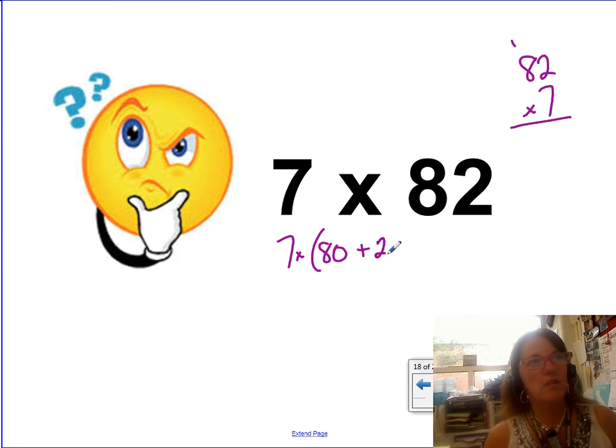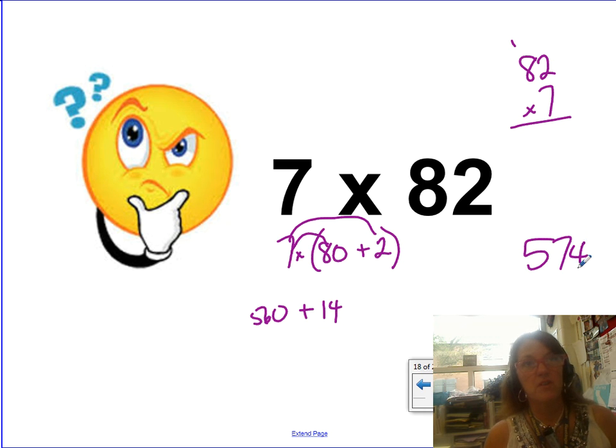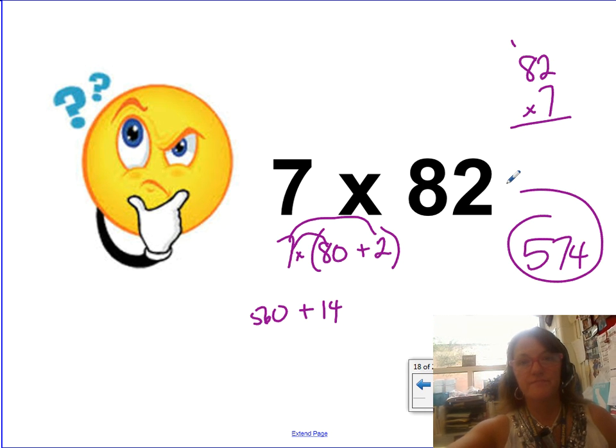Here's how we think about it and break it apart. 82, I think of as 80 plus 2. And I have to multiply both of these by 7. I have to take 7 times the 80, so that's 560. I'm keeping that in my head. And then I'm thinking 7 times 2 is 14. And when I add them together, boom, there you go, 574.